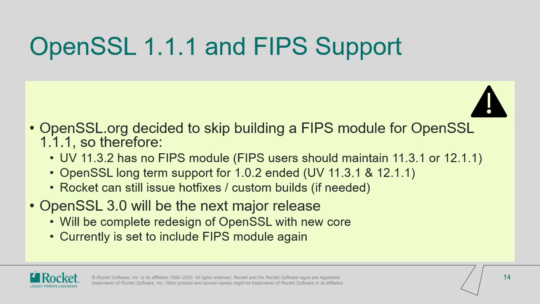OpenSSL 3.0 is going to be the next major release from OpenSSL. It's again going to be a complete redesign of OpenSSL with a new core, and that one's currently set to include a FIPS module again.